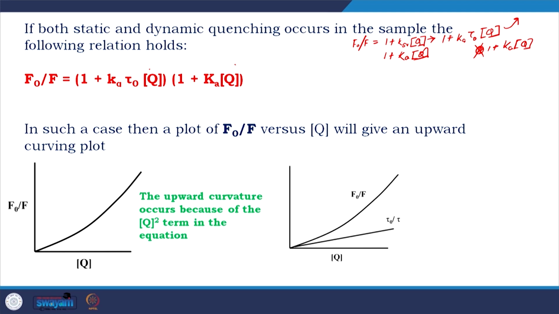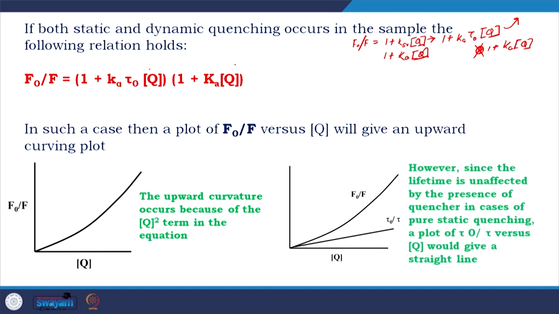Now, when you plot tau 0 by tau, you still get a straight line. Why? Since the lifetime is unaffected by the presence of the quencher in the case of pure static quenching, the plot of tau 0 by tau versus Q would give a straight line.